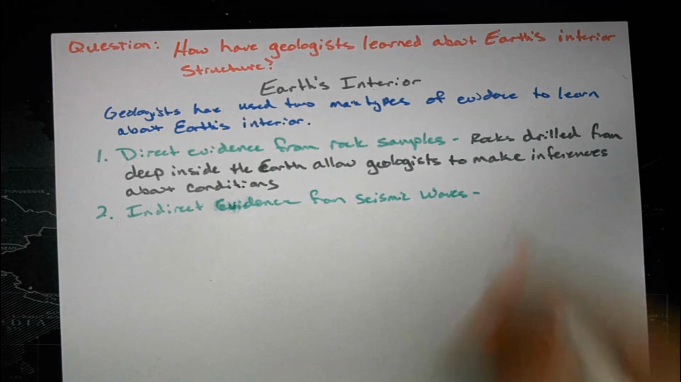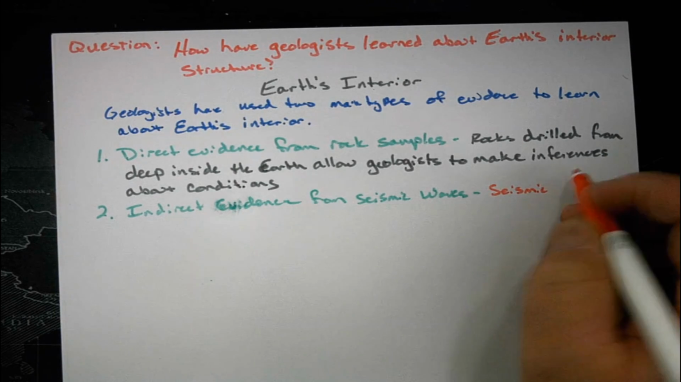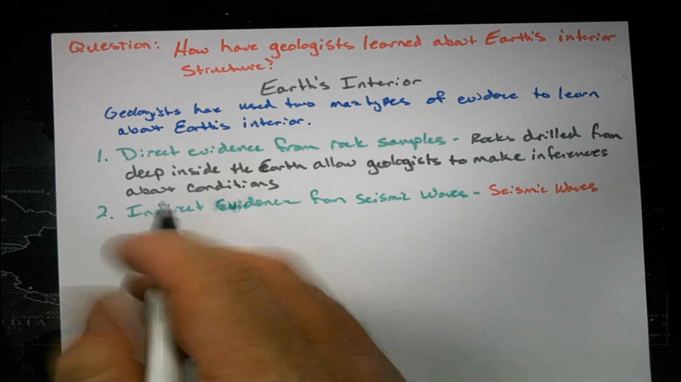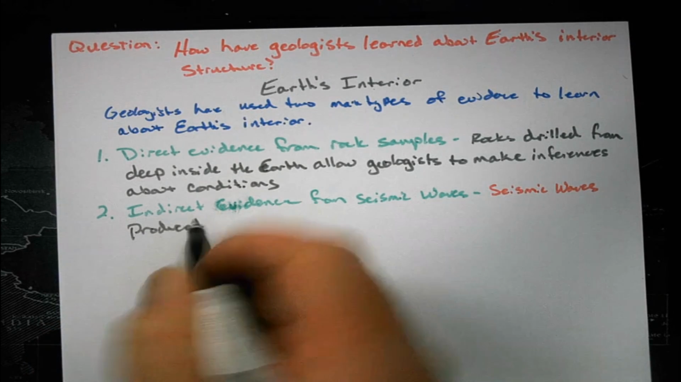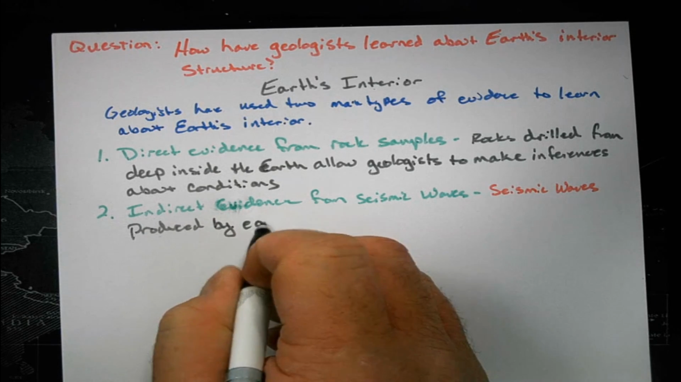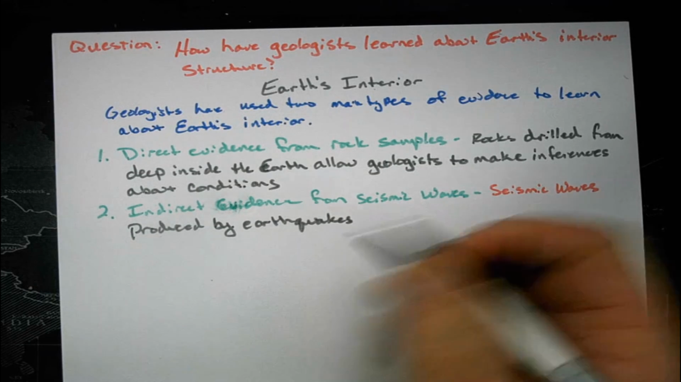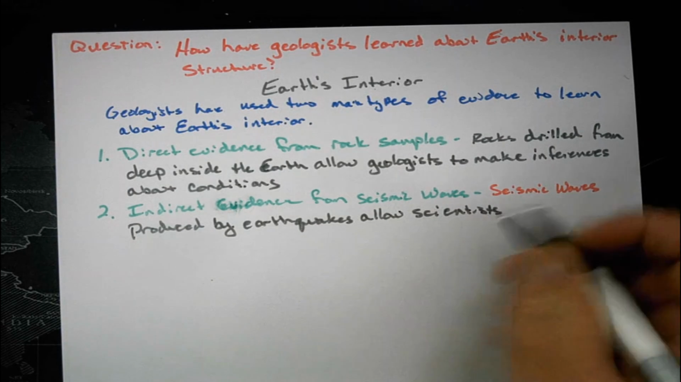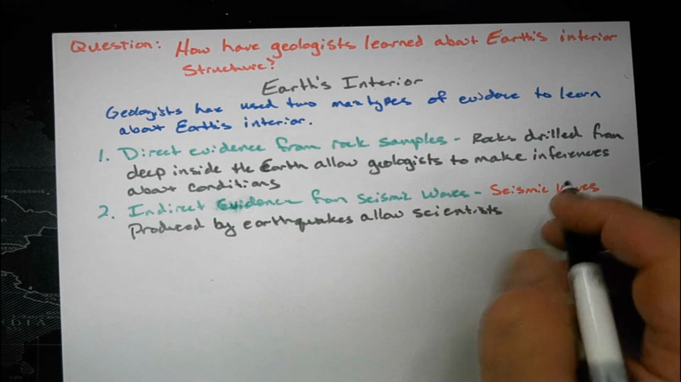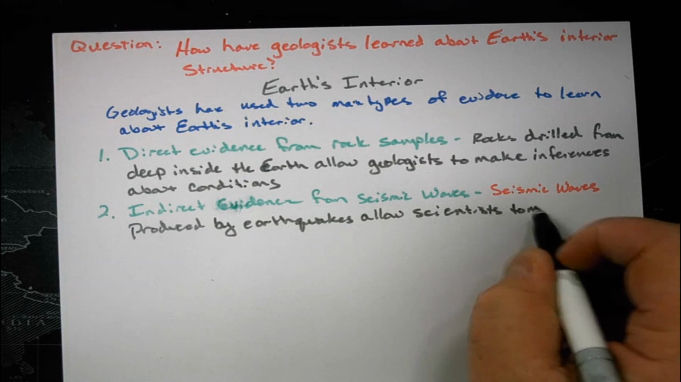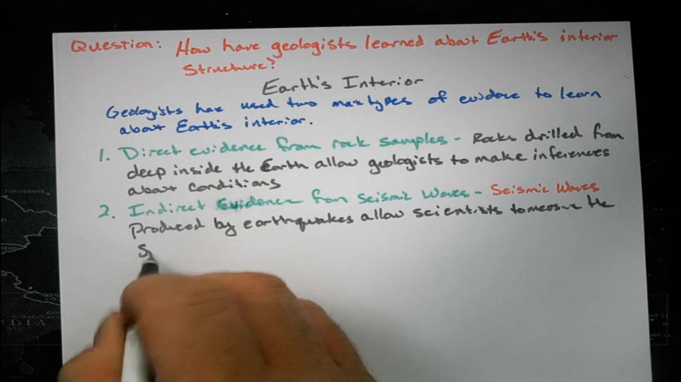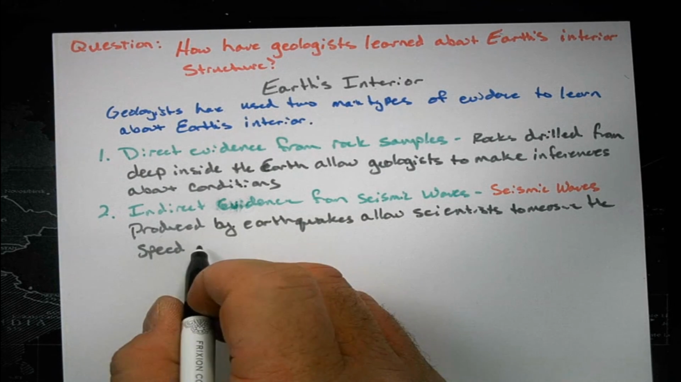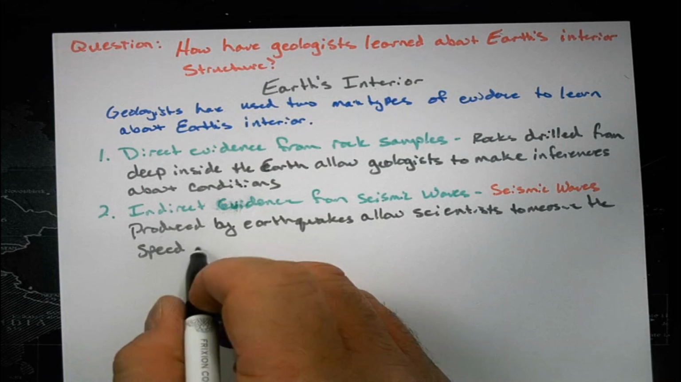Okay, so seismic waves produced by earthquakes allow scientists to measure the speed at which they travel, giving clues to the structure of the planet.